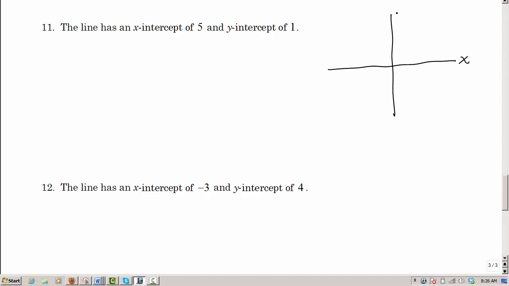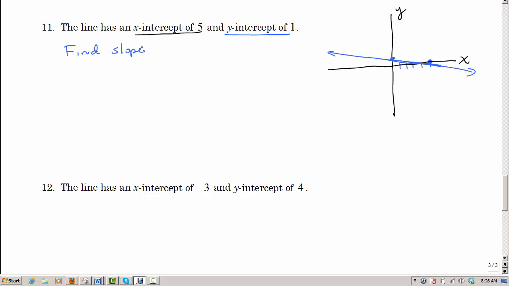So let's see. It says an x-intercept of 5. Well, that means it goes through the x-axis at 5. Remember that? And I have a y-intercept of 1. So my line that they're wanting me to find looks like that. Now somewhere along the line I have to find the slope.